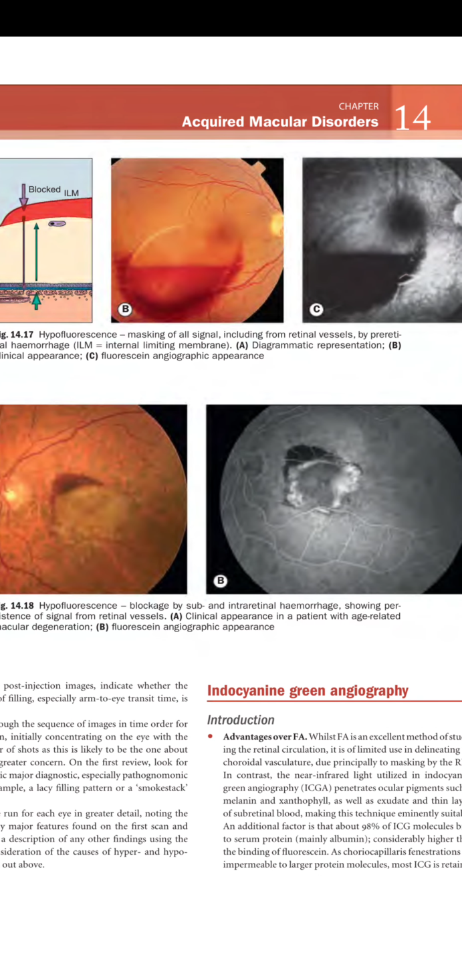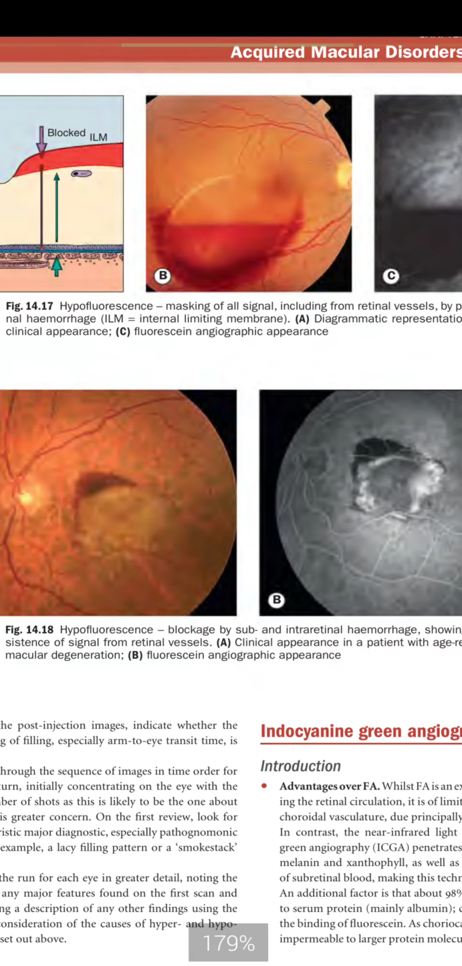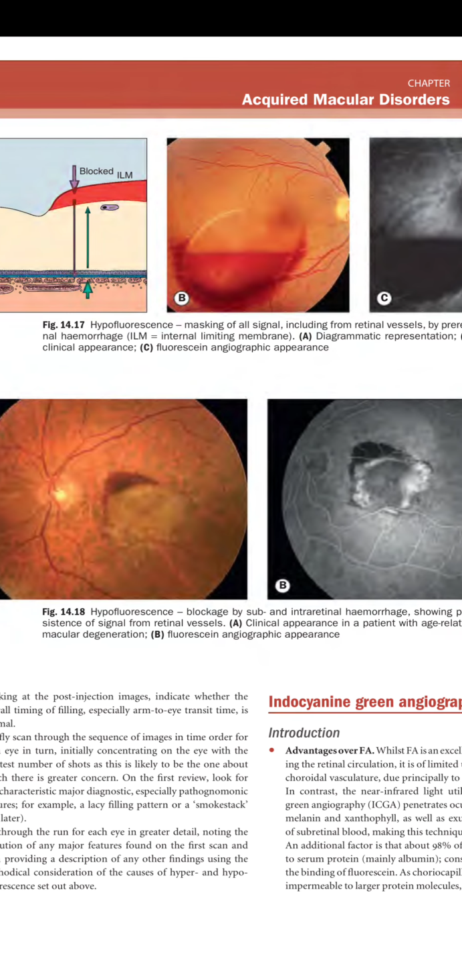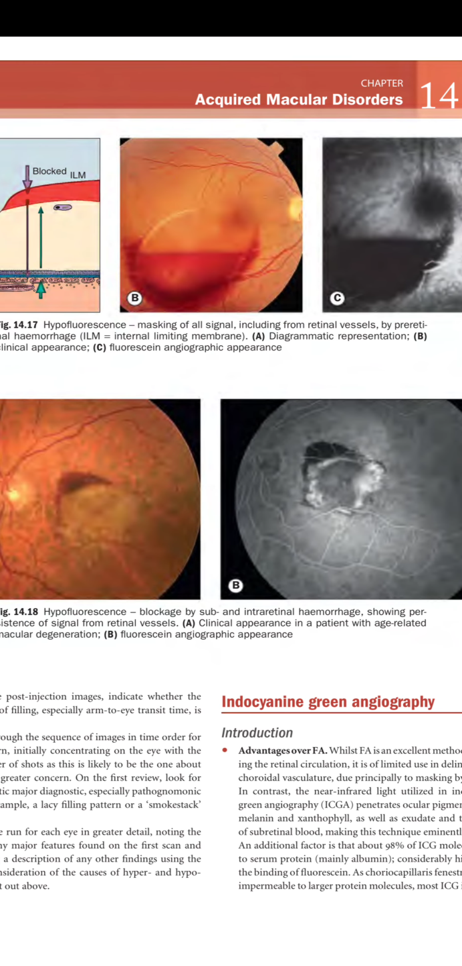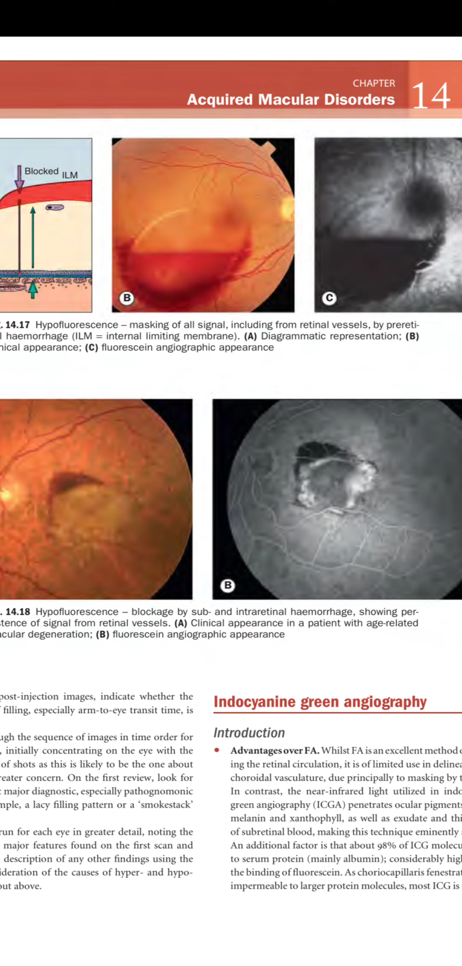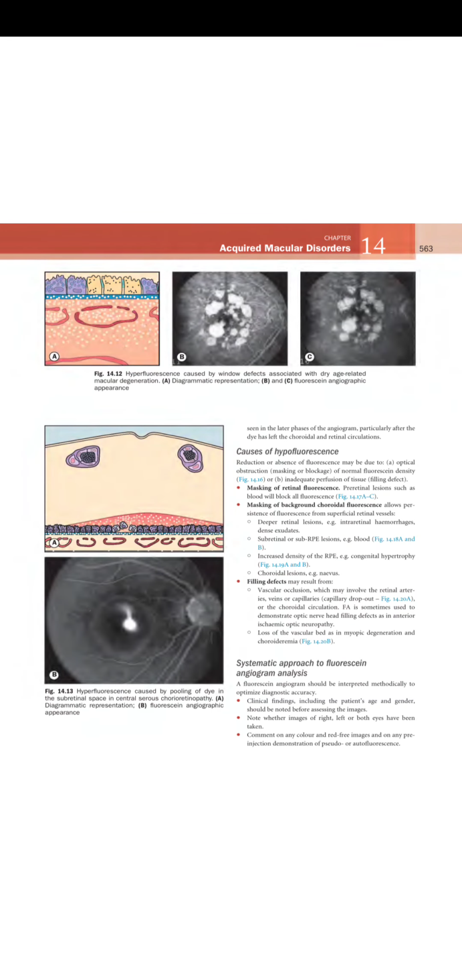So you can see there is a pre-retinal hemorrhage, and on fluorescein angiography it appears dark. This is hypofluorescence due to blockage by sub- and intraretinal hemorrhage, showing persistence of signal from the retinal vessels. A shows the clinical appearance in a patient with age-related macular degeneration, and B shows the fluorescein angiographic appearance. You can see there is blood here and a hypofluorescent area because of the blockage of the background fluorescence.